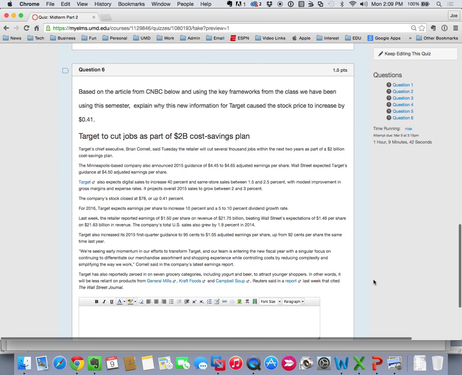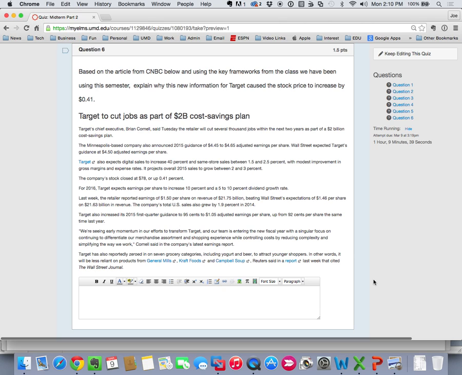Okay. And then question 6, I just happened to be reading the paper as I was online putting together the exam. I saw this story come across CNBC on Target. And basically the question was, why did Target's stock price go up by 41 cents based on this article? And the short answer is the key word in here is expectations. In the short run, company stock prices are based on expectations. Target said several things that were talked about in this article that increased their short-term expectations. The most important one was the improvement in the guidance, right?